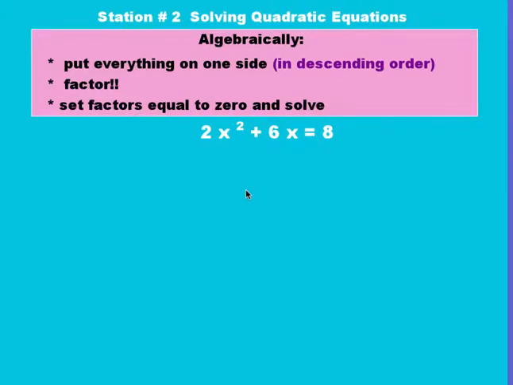Okay, in order to solve this one algebraically, the first thing we have to do is put everything on one side, and we want to put it all in descending order. So we've got to tell that 8 to hit the road, so we're going to subtract it. We have 2x squared plus 6x, and we're going to minus the 8. Now that everything's set equal to 0, we can factor.